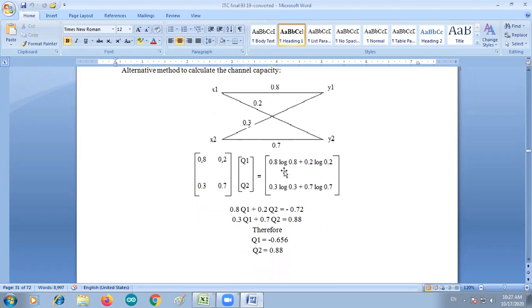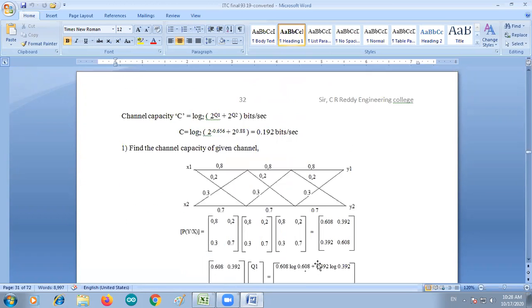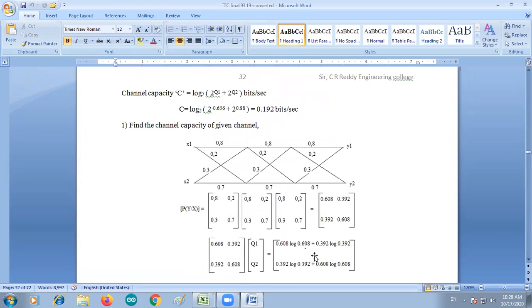Now, here Q1 and Q2 are multiplied because of 2 inputs and 2 outputs, and one binary symmetric channel is there. Suppose we add another binary symmetric channel as cascaded. Please note down this problem. Find the channel capacity of the given channel. The channel is a cascaded one.